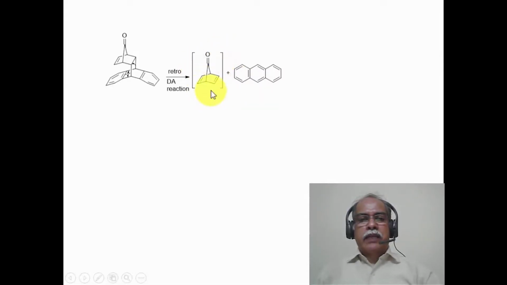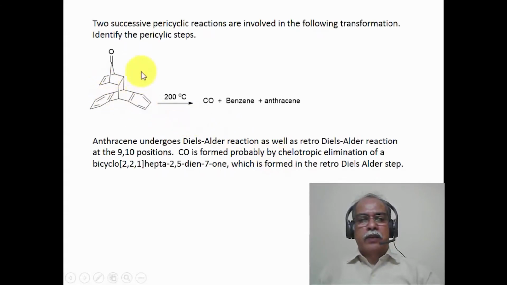The 2,2,1 bicyclic ketone under the reaction condition will not survive. It readily undergoes the loss of carbon monoxide with the formation of benzene, which is an aromatic product. So essentially this molecule undergoes initially a retro Diels-Alder reaction followed by a chelotropic elimination of carbon monoxide, with the formation of benzene and anthracene in this reaction.